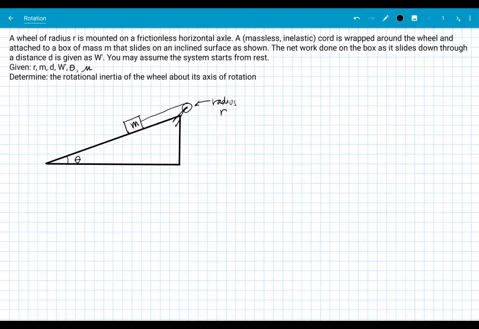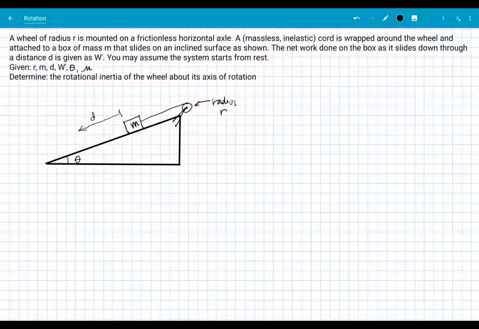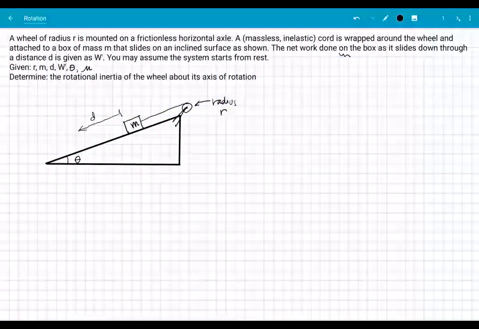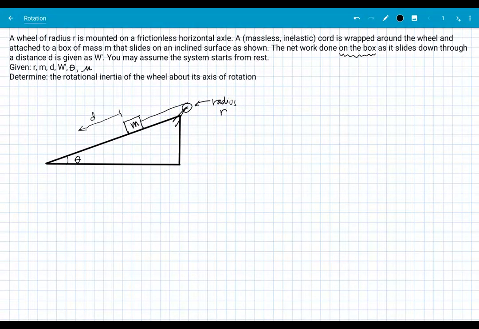Good. A massless inelastic cord is wrapped around the wheel and attached to a box of mass M that slides on an inclined surface as shown. The net work done on the box as it slides down through a distance d is given as W prime. Okay, this sounds important. So just to help my brain capture that information, I'm going to picture this box sliding down through this distance d, and I know when it does so, that the net work done on it, right? Notice this is on the box, that matters, is given as W prime.